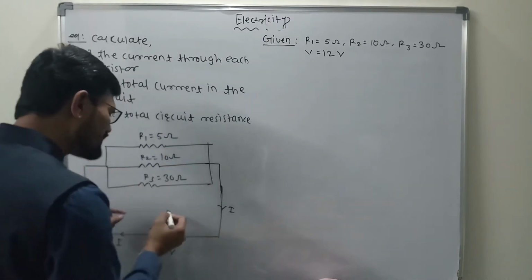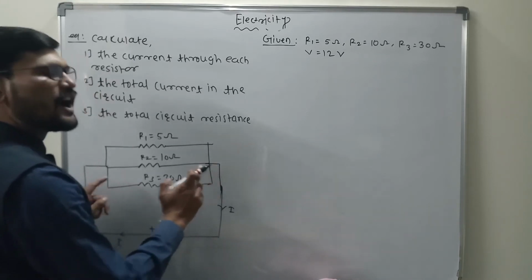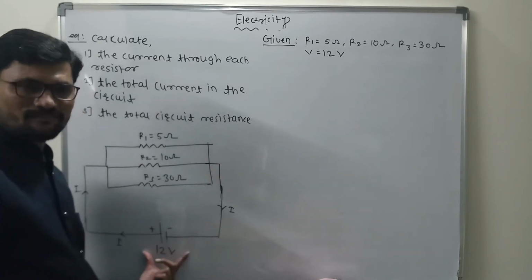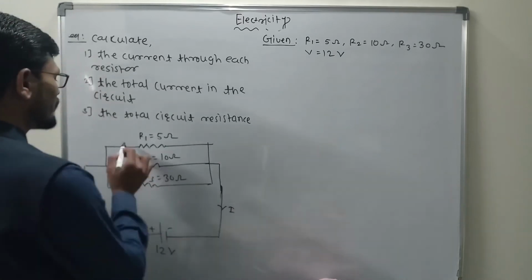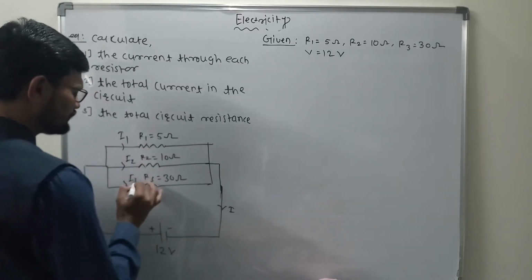Clear? If we measure the potential with a voltmeter across these two points of the resistances, how much potential difference will it show? That of the battery which is connected. Very good. First of all, we will calculate the current through each resistor. Now, current through this one is I1, through this I2 and through this I3.